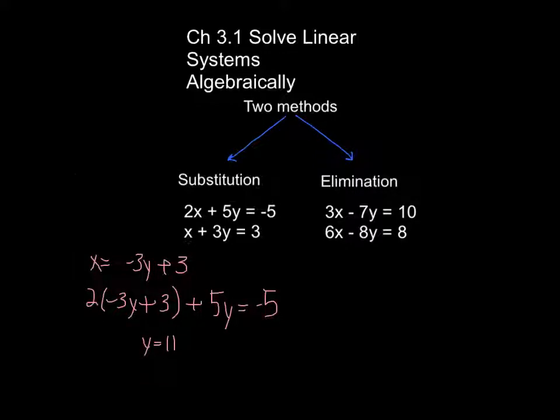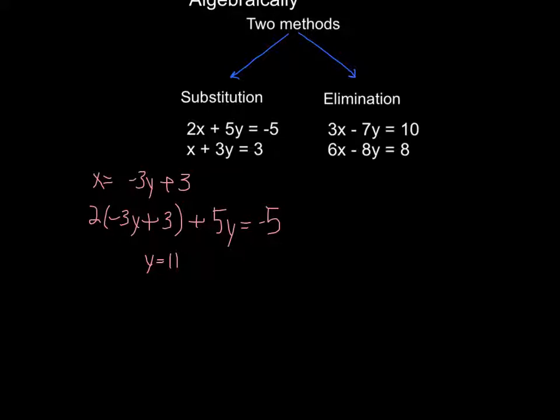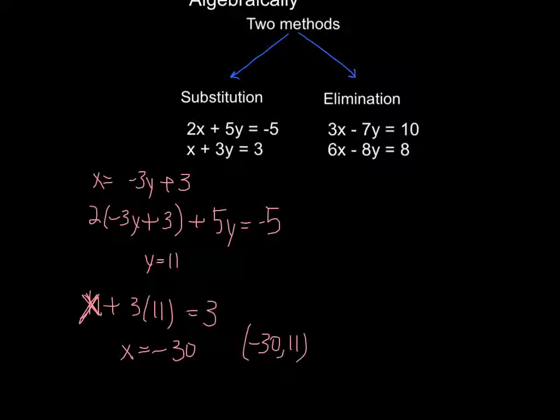So we have x plus 3 times 11 equals 3. And x equals, that's supposed to be 11x here. x equals negative 30. So our final answer is negative 30, 11.